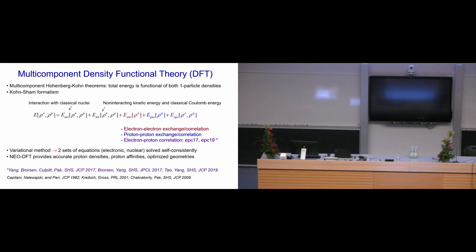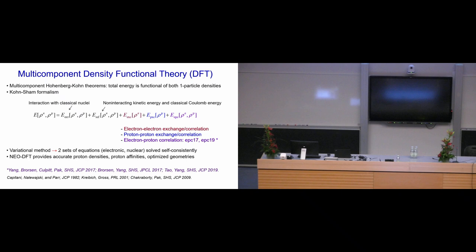The energy functional is the sum of these terms listed here. We have the interaction of rho E and rho P with the external potential, that's the classical nuclei. We have a term that includes all the non-interacting kinetic energies of the electrons and quantum protons. And all of the classical Coulomb energies, so electron-electron, proton-proton, and electron-proton, all that's in here.